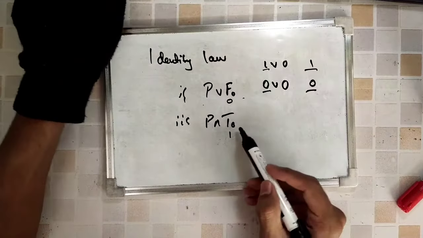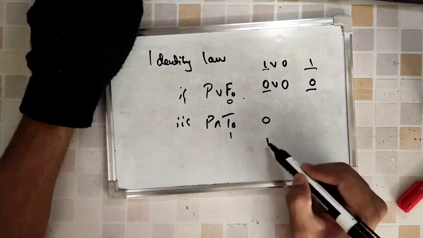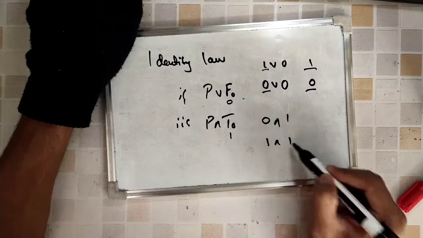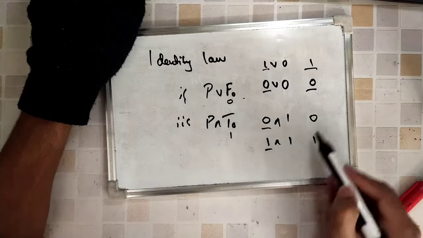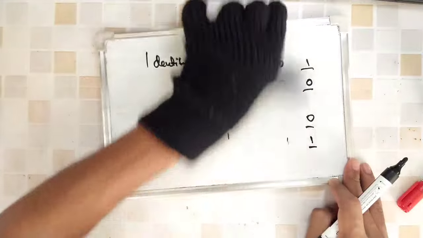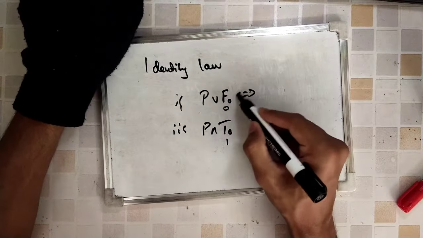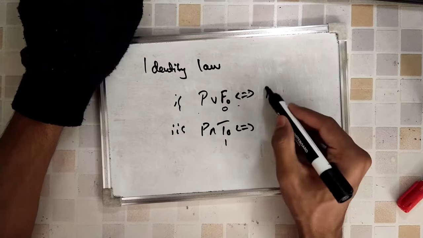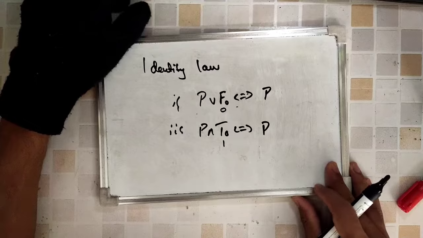Okay, let me take tautology. p is 0 and p is 1, and T naught is always 1. So 0 and 1 is 0, 1 and 1 is 1. So whatever p is, I am getting that itself. So you have to make a table like we did last time. You should write logically equivalent to p. So this is our identity law. The next one is the inverse law.